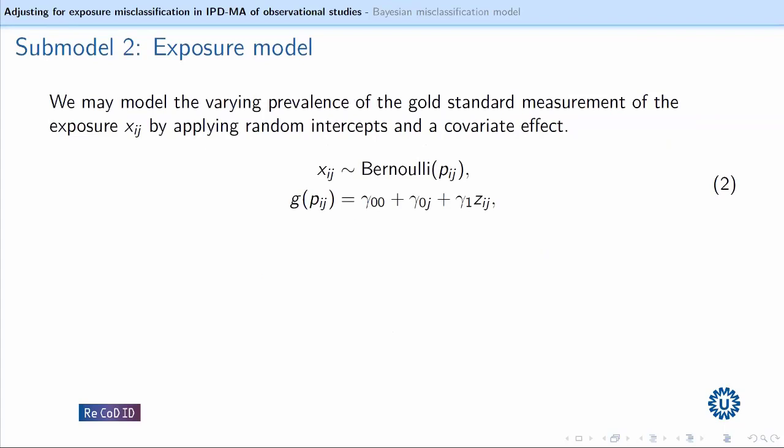Then we have the exposure model. This is also a logistic regression model where we attempt to predict the true value of the gold standard exposure using intercepts and the covariate, joint pain.